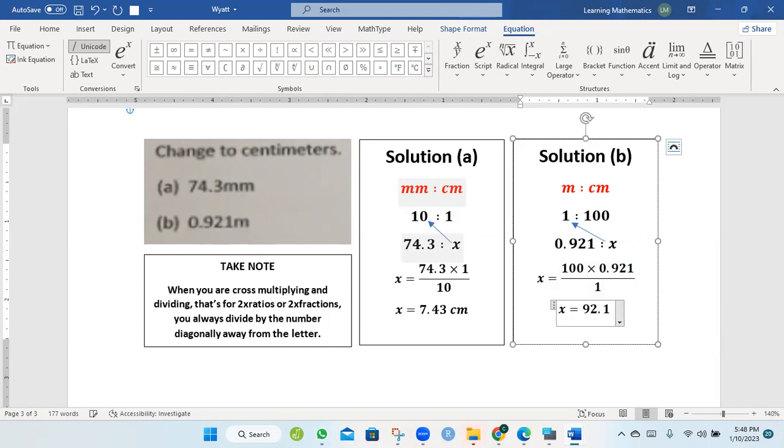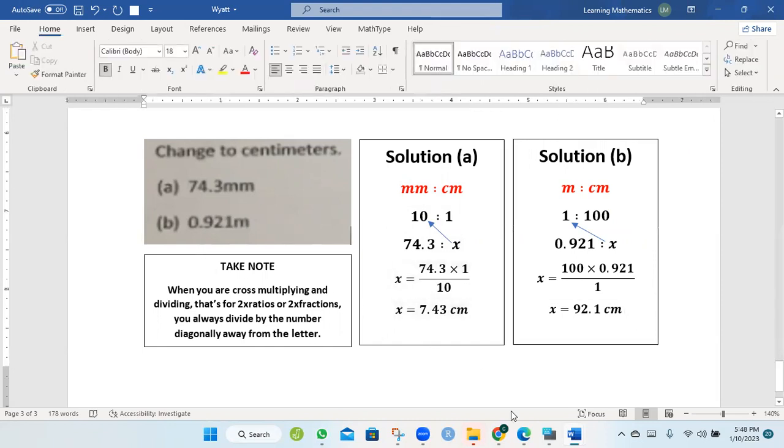92.1 centimeters. Just to recap, if you have 74.3 millimeters, that is just 7.43 centimeters. And if you have 0.921 meters, that's a lot of centimeters, that's 92.1 centimeters. The 4-step ratio process: you label, a ratio with 2 numbers, a number and a letter, always divide by the number diagonally away from the letter, cross multiply and divide, and you have your answer.